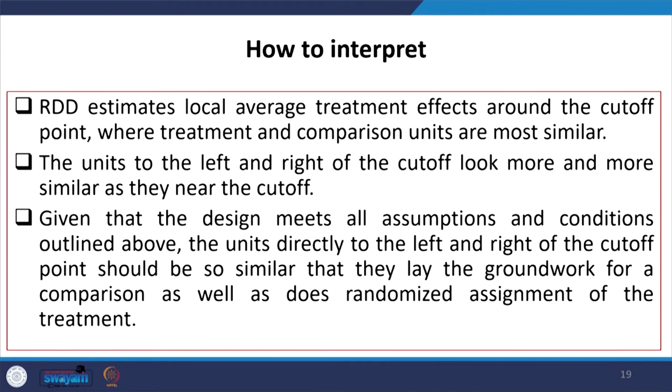Now, how do we interpret all those differences? RDD estimates local average treatment effects around the cutoff point. So, that is what we have given the discontinuity chart, where the area around the cutoff point is interpreted with local average treatment effects, where treatment and comparison units are most similar. The units to the left and to the right of the cutoff look more and more similar as they near the cutoff. Given that the design meets all the assumptions and conditions outlined above, the units directly to the left and directly to the right of the cutoff point should be so similar that they lay the groundwork for a comparison, as well as randomized assignment of the treatment does.